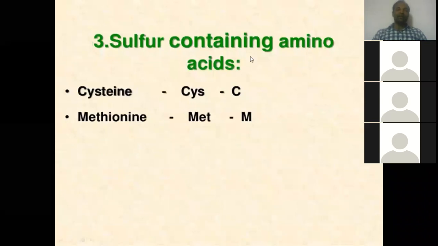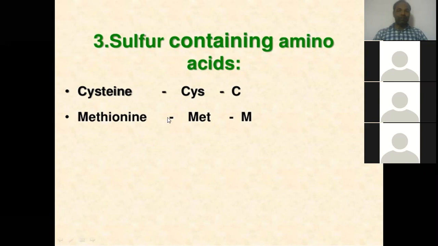Third category, that is sulfur containing amino acids. The sulfur containing amino acids like cysteine, which is indicated by capital C. Then methionine, that is capital M, means sulfur containing amino acids. There are only 2 sulfur containing amino acids, that is cysteine and methionine.